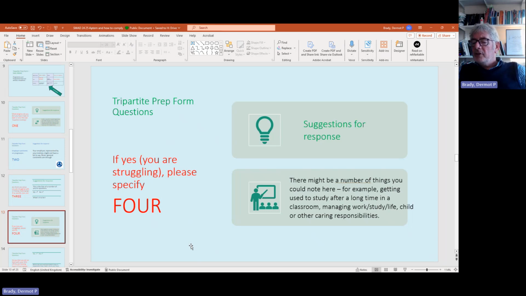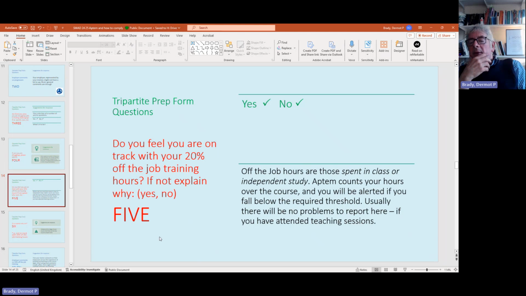So again, just brief details here. You don't have to include confidential information, but it's a good idea just to kind of make a note here, because then perhaps maybe we'll try to do something about it.